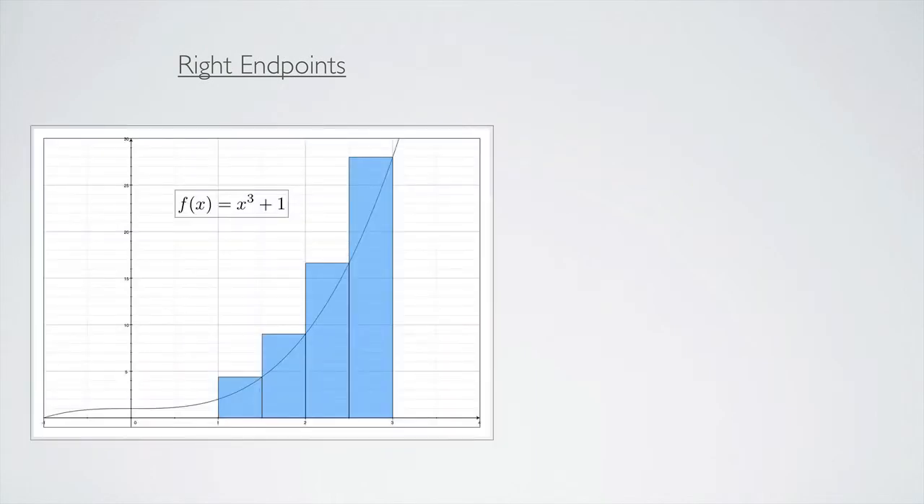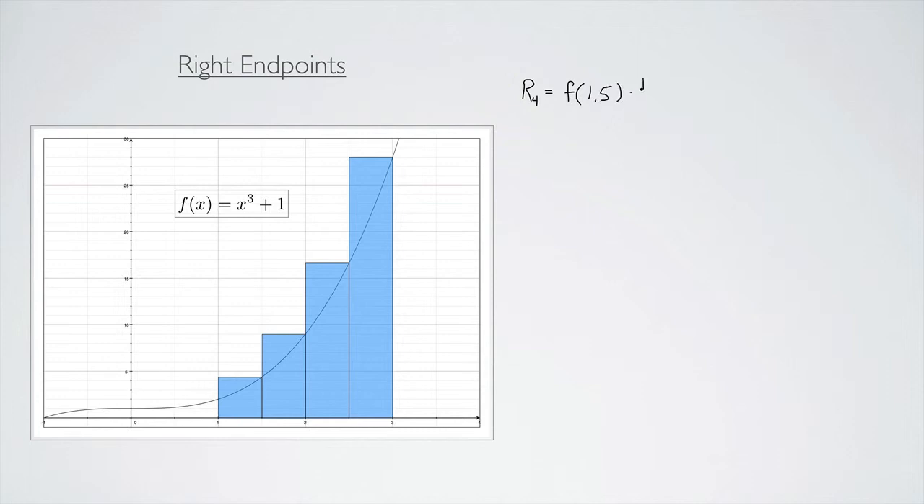So for right endpoints, my graph looks like this. Now all of my rectangles are determined by where the right end of the rectangle meets the function. So that'll give me the height of each of these rectangles. Okay, now we're ready to calculate. So this will be R4. That'll be the right endpoints with 4 rectangles. And the height of the first rectangle is the value of the function at 1.5.